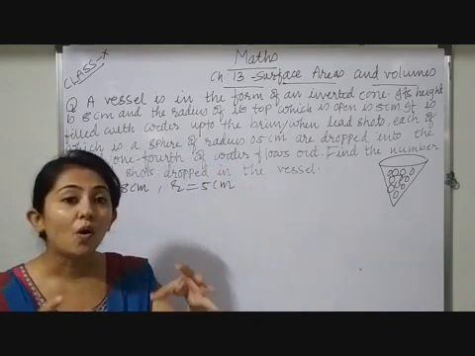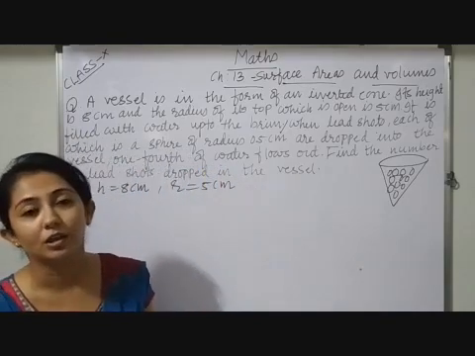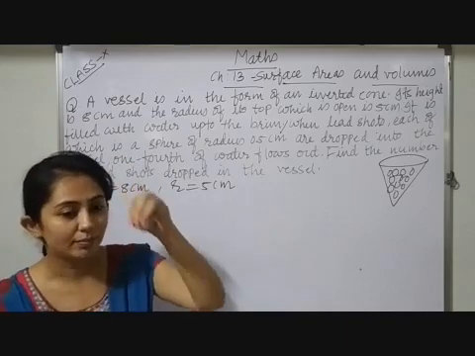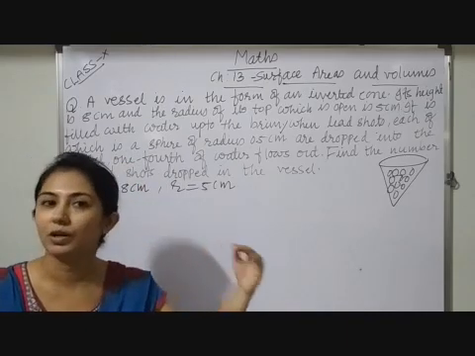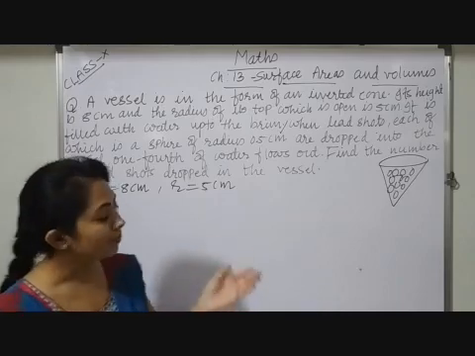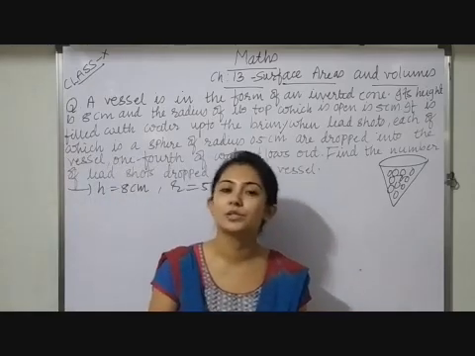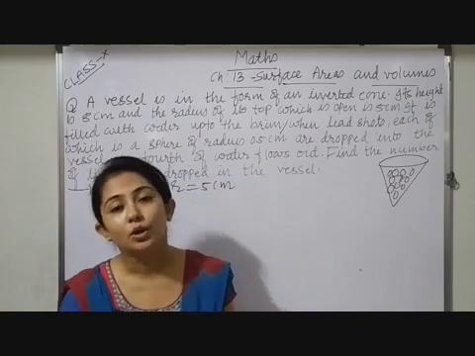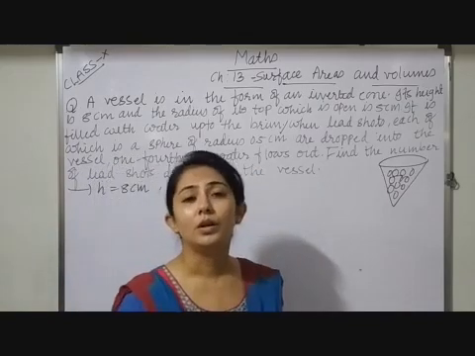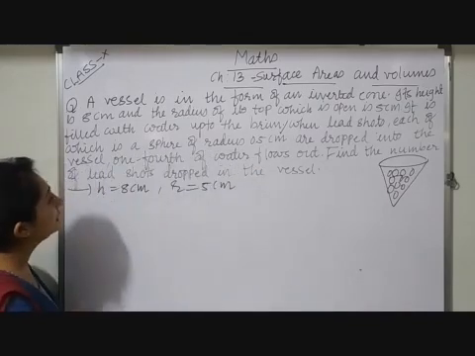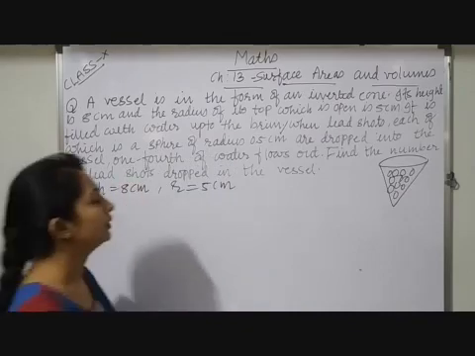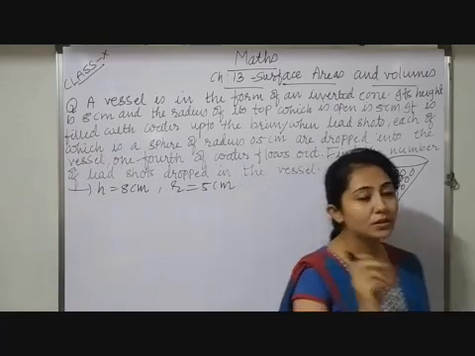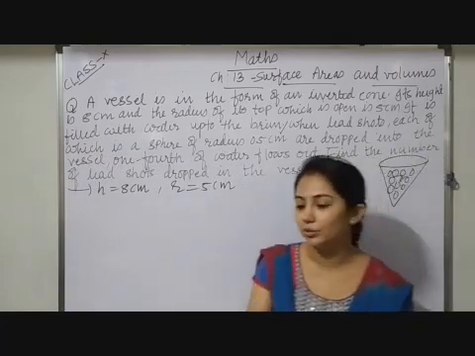So the volume of all lead shots is equal to the volume of water that flows out, because however many lead shots you drop, whatever volume they occupy, that much water will obviously flow out. So the volume of water that flows out is equal to 1/4 of the volume of the vessel. Further, we have to find the number of lead shots dropped into the vessel.